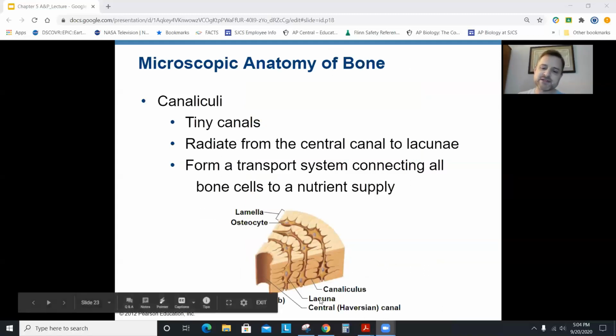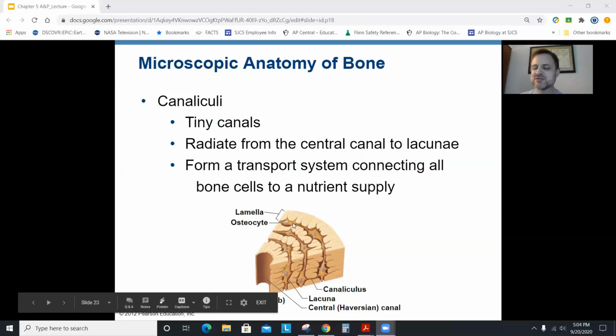So, going back to this little diagram here. These are in concentric rings, but you can have little perpendicular canals that connect the rings together. Those are called canaliculi. It's a fun word to say, or a canaliculus is the singular. So, the different rings are not totally separated.